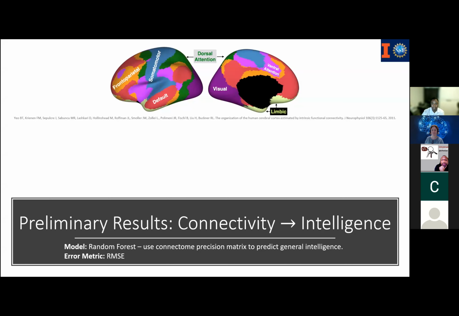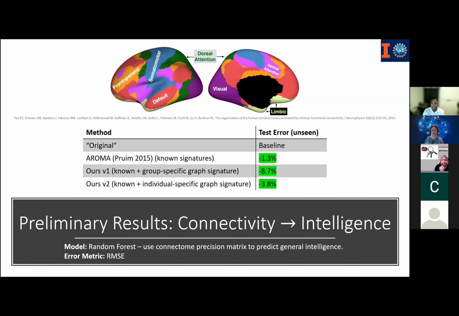So our preliminary result examines the efficacy of our method on predicting general intelligence in the U.S. Army men from resting state connectivity in 7 known networks in the brain. So relative to the original scan, we can see that the current state of the art, if you will, ICA-AROMA gives us a 1.3% reduction in root mean squared error in predictive error, and our group-specific graph signature gives an 8.7% reduction in error, and our individual-specific graph signatures give a 3.8% reduction in error.